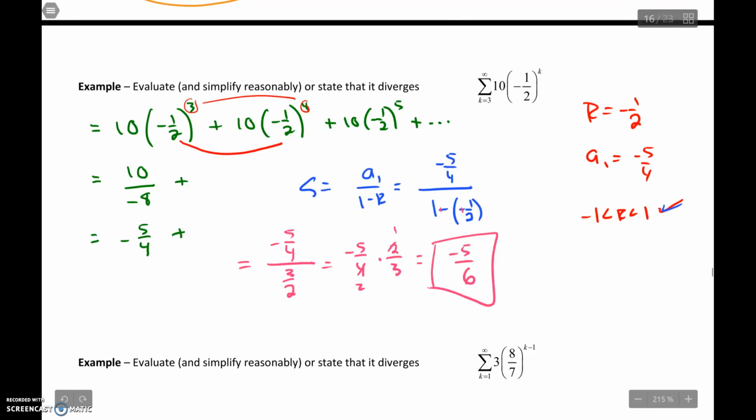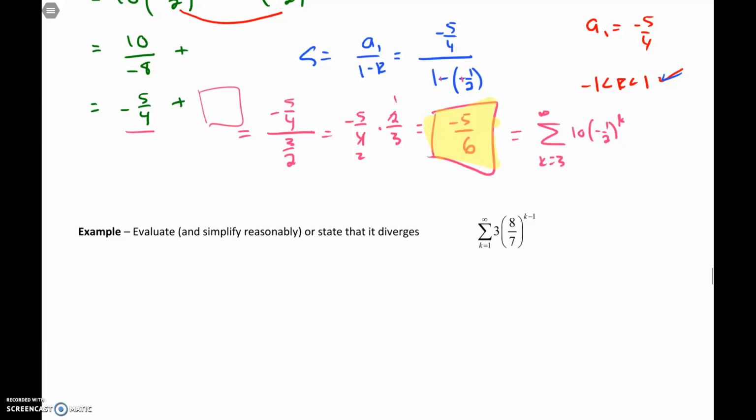So this actually converges to a negative sum. My first term is negative, my second term is going to be positive, my third term is going to be negative. Apparently they converge to a negative. So this is the sum from k equals 3 to infinity of 10 times negative 1/2 to the k. Okay? If we wanted to verify that, we could type it into our calculator, but I'll let you do that if you want to.